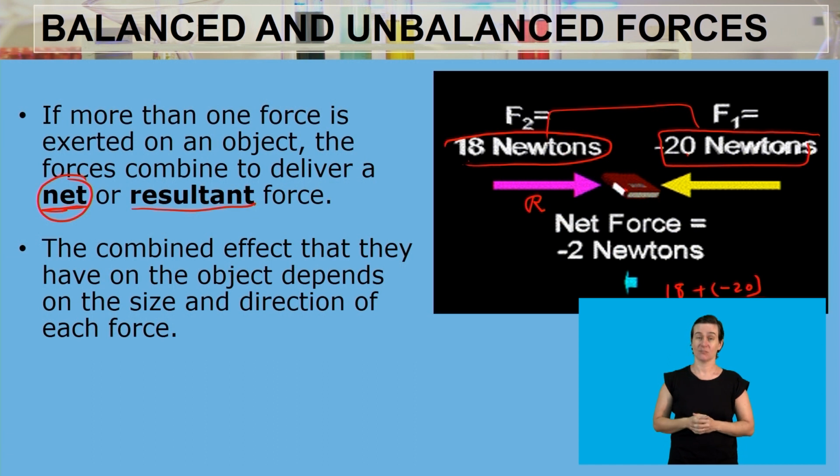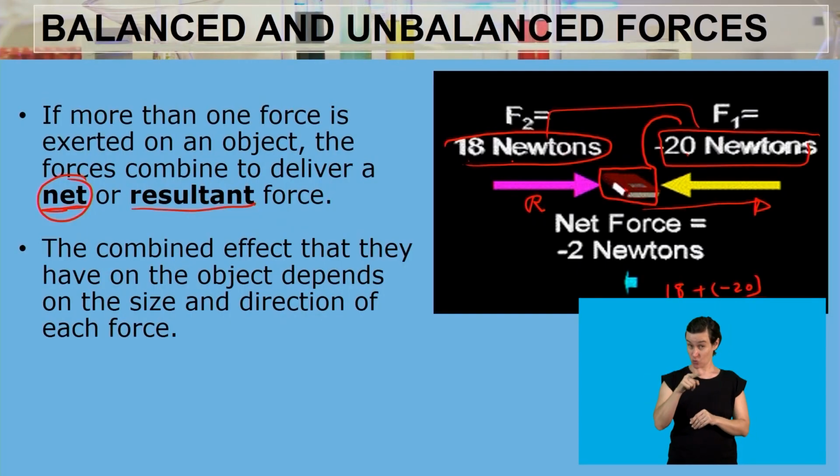As we have said, the combined effect that the forces have on the object depends on the size and direction of each force. Because force F1 is greater than F2, the direction in which this book is going to move will depend on the bigger force. The bigger force always determines the direction in which the object will move. If the bigger force was F2, the book would be going towards the right-hand side, towards the direction of F2. But in this case, the bigger force, 20 compared to 18, is going to the left, therefore the book is going to the left-hand side.